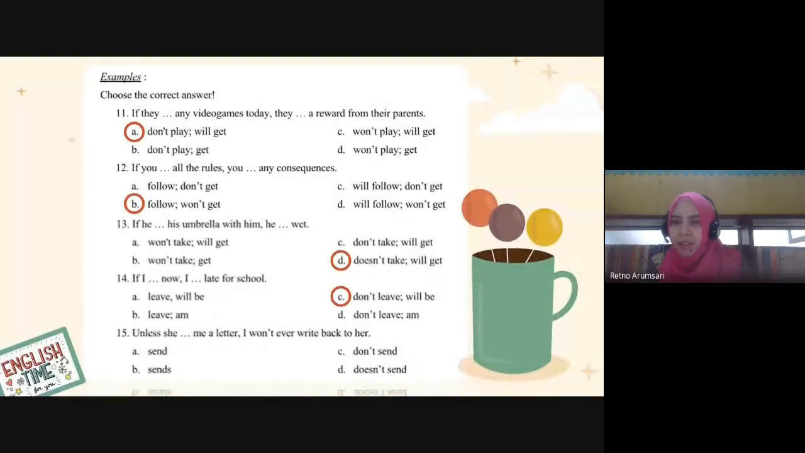Are you there yet, Sultan? Oh, I think Sultan hasn't returned. Okay, Dafin. Dafin, are you there? Oh, okay, Dafin is not there. Yeah, miss, I'm done. Sultan has gone to the toilet. Okay, number 15.